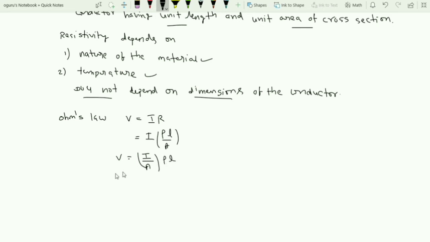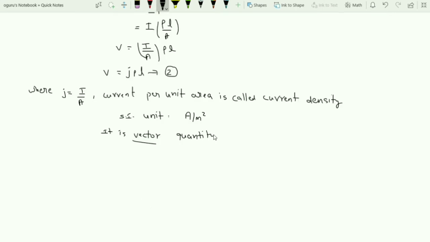That implies V is equal to this I by A, the current per unit area, that can be written as current density J, into rho L. Let it be equation number 2. So V is equal to J rho L, where J is equal to I by A. The current per unit area is called current density. The SI unit of current density is ampere per meter square, and the current density is a vector quantity.